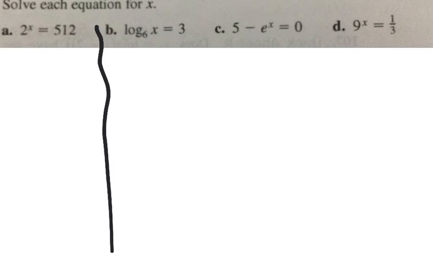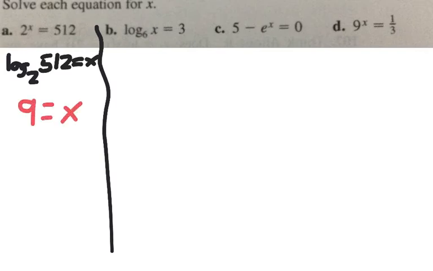So let's see. How did y'all work A? I saw a couple different ways. Put it in logarithmic form. So what does that look like? Log. Okay. And then if you've got a Casio, you can put that directly in your Casio. You can find out what log base 2 of 512 is. 9. So that would be 9 is equal to x.